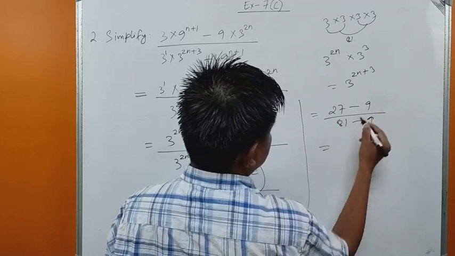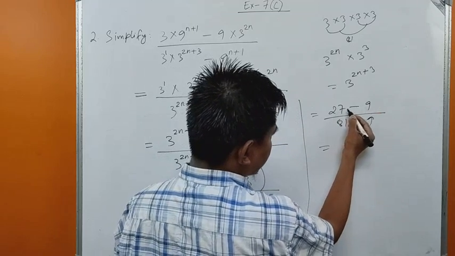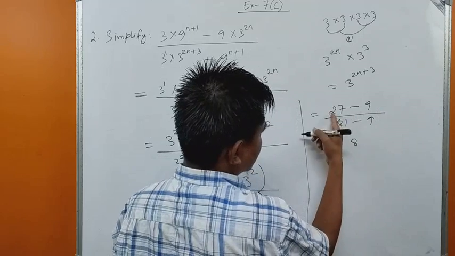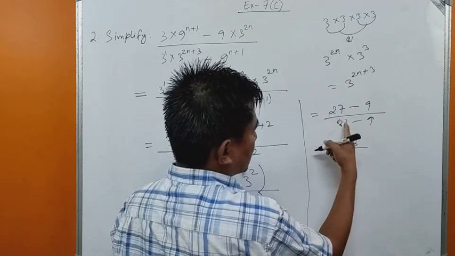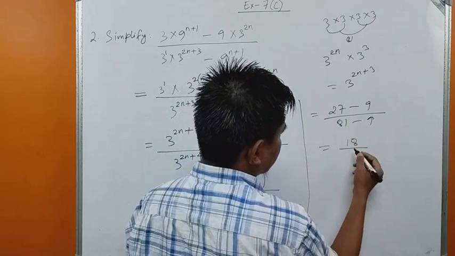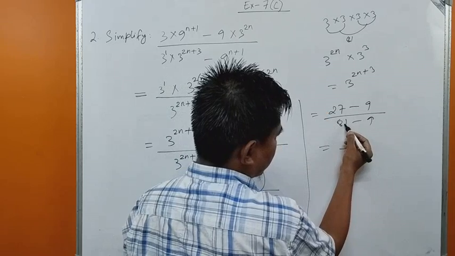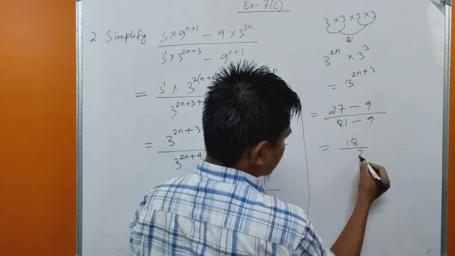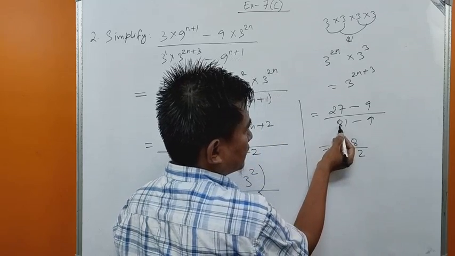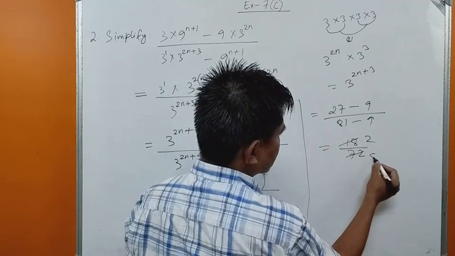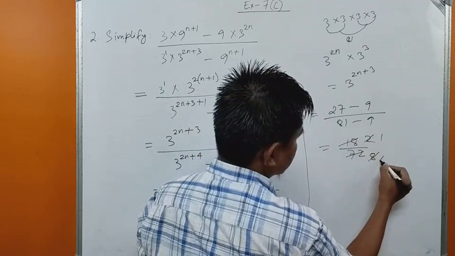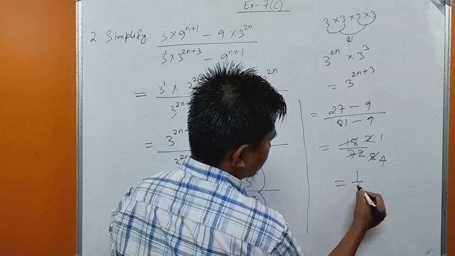So 27 minus 9 gives us 18. 81 minus 9 is 72, isn't it? 9 twos are 18, 9 eights are 72. 2 ones are 2, 2 fours are 8. This gives us 1 upon 4.